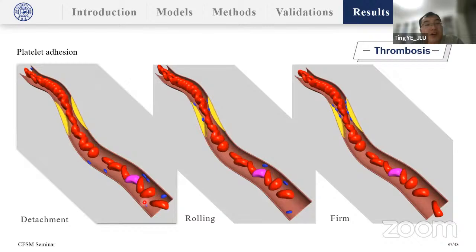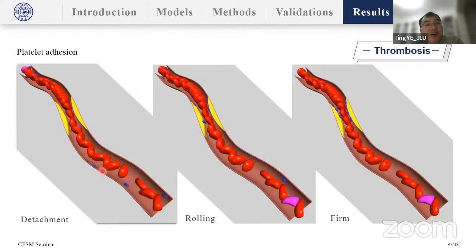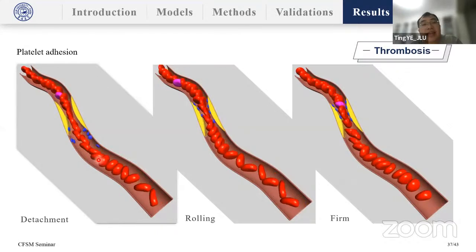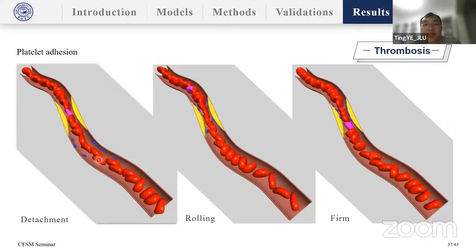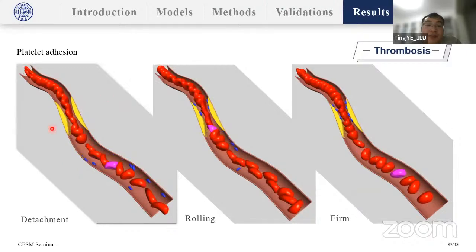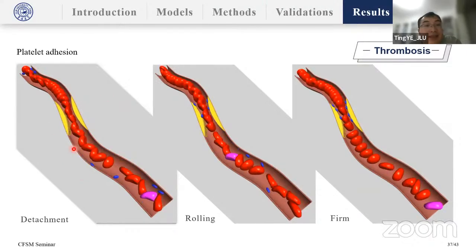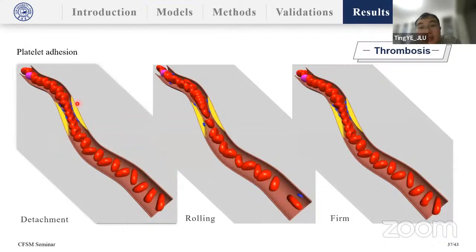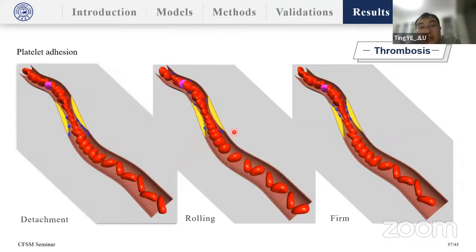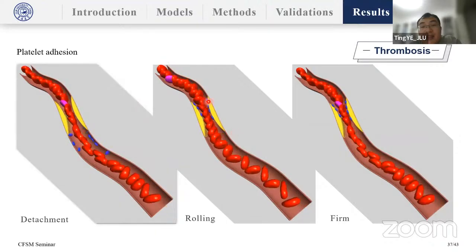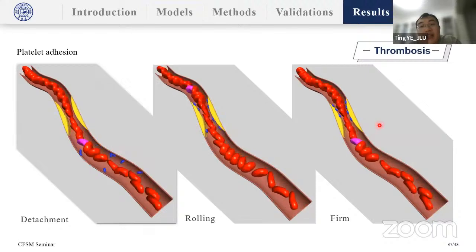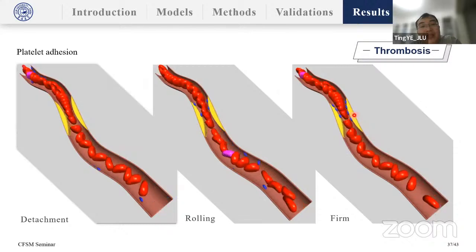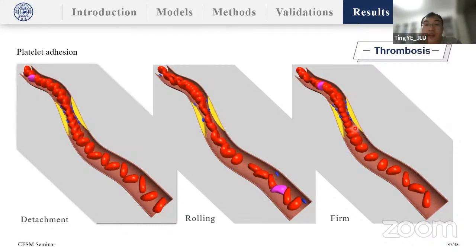to reproduce the 3 adhesion models of platelets by simulating a line of RBCs and some platelets in a curved vessel. Note that the platelet adhesion is often regarded as the first step of thrombus formation. This is a detachment model, where the platelets are detached from the thrombus surface. And this is the rolling model. The platelets are rolling on this surface. And the last is firm adhesion, where the platelets are firmly adhered on the surface without any movement.